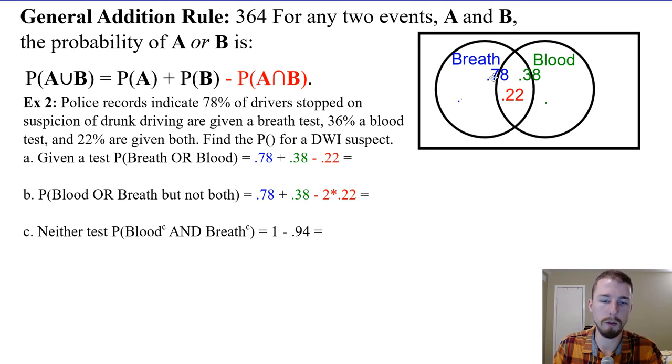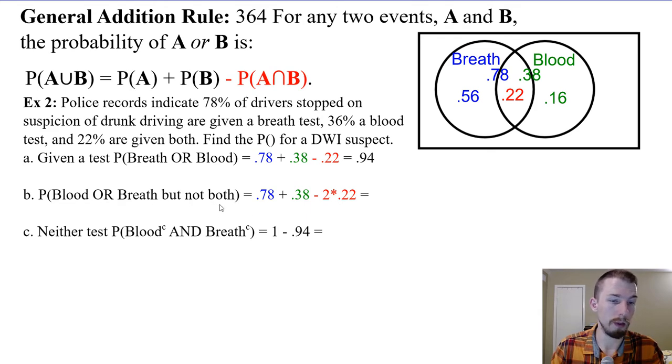On this one, if we wanted to, we could actually go ahead and find the other ones. So the disjoint probability, 78 minus 22 would give us 56, and then 38 minus 22 would give us 16. So another way, if we're actually going to fill in the Venn diagram, you could add all the disjoint probabilities together to get that same probability of breath or blood. So 78 plus 38 minus 22 would give us 94%. So 94% were tested with one or the other, breath or blood.